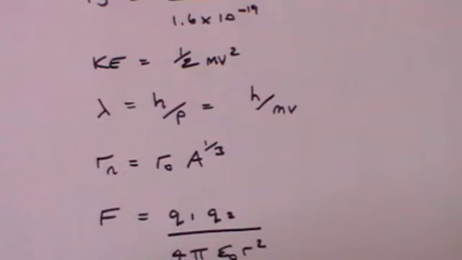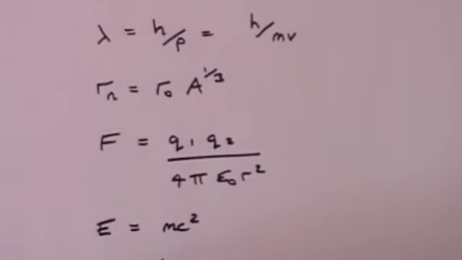Then we get to the de Broglie equation. Lambda equals h over p. Lambda is the wavelength of either a photon or an electron. h is Planck's constant and p is momentum. If you're talking about electrons, then that can be written as h over mv, where m is the mass of the electron and v is the velocity. You can't write that for photons, of course, because photons don't have mass.